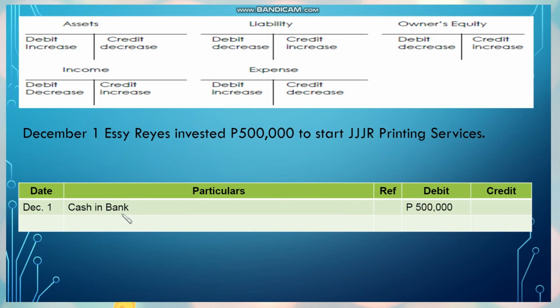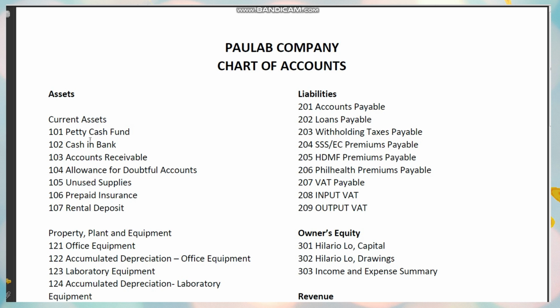The account title that we will use here will depend on the chart of accounts. So if you remember in here, our cash account is cash in bank. In some chart of accounts, there is cash in hand, cash in bank, categorized separately. But in this case, we're using only cash in bank.